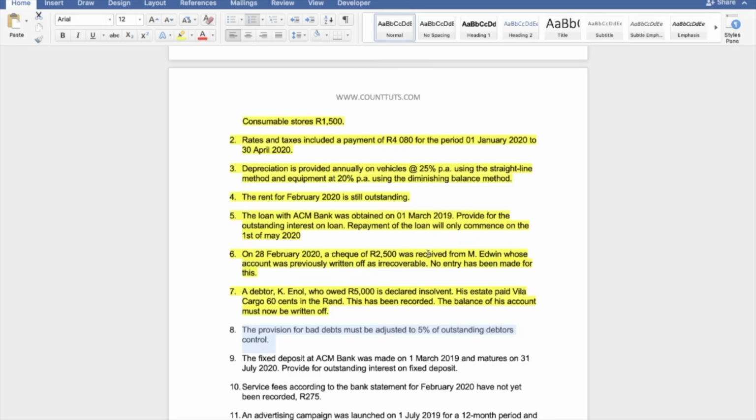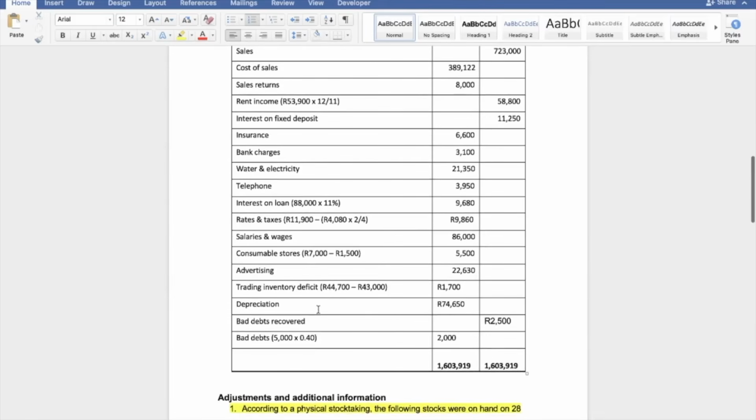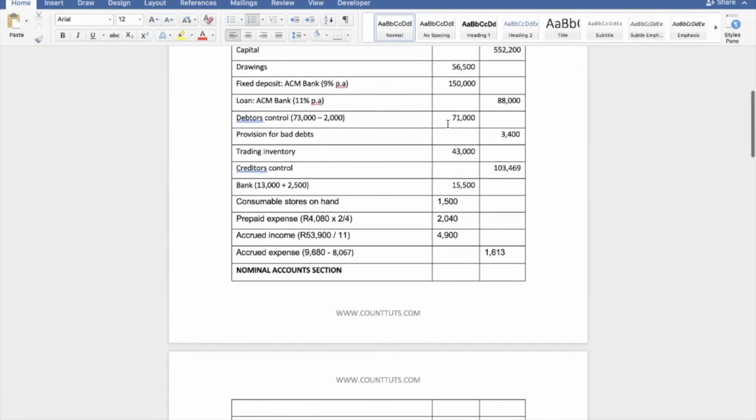Pay attention to this. Since it must be adjusted to 5% of outstanding debtors control, you just go back up here and you look at your debtors control. We just looked at it now. Where is it? It's here, debtors control, the 71,000 rand. And for provision for bad debts, it must be adjusted to 5% of the 71,000 rand. So we're going to take the 5%, multiply that by the 71,000, all right? And that will give us how much provision for bad debts should be, all right? That will give you an amount of 3,550 rand.